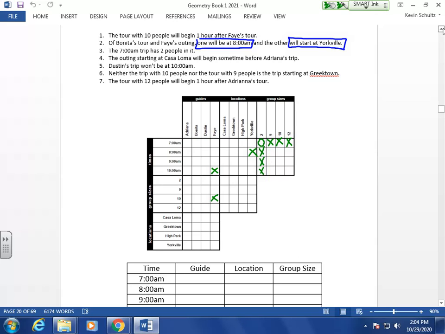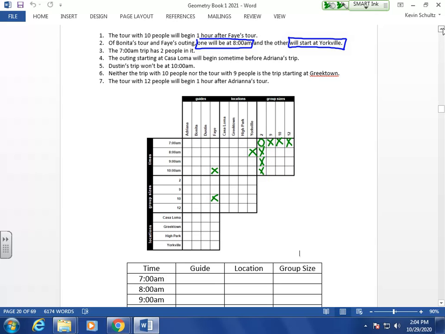Any other questions? For number 4, it says the outing starting at Casa Loma will begin sometime before Adriana's trip. So that means Casa Loma would have to go before Adriana.